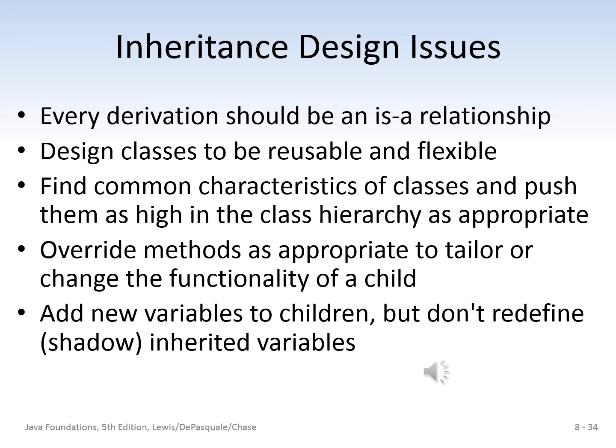Override methods as appropriate to tailor or change the functionality of a child class. You can add new variables to children, but don't redefine inherited variables, shadow variables. You have the ability to do this in Java, but it is a poor practice that often leads to confusing code and problems.